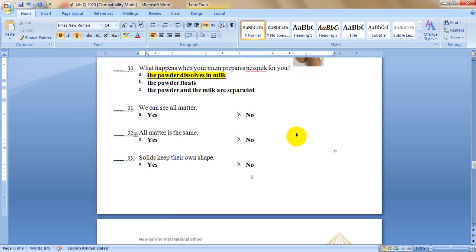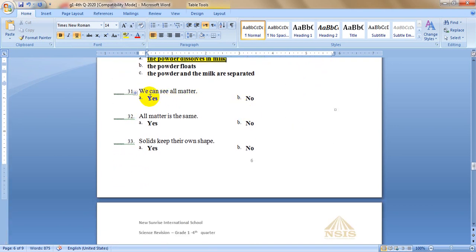The next question, 31. We can see all matter. Yes or no? Do we see all matter around us? Can we see all solids, all liquids, and even all gases? Of course not, because we cannot see the air. It's here. It's kind of matter, but we cannot see it. So the answer will be no.